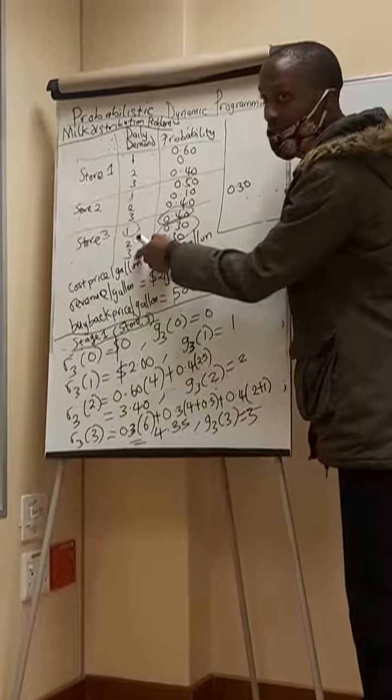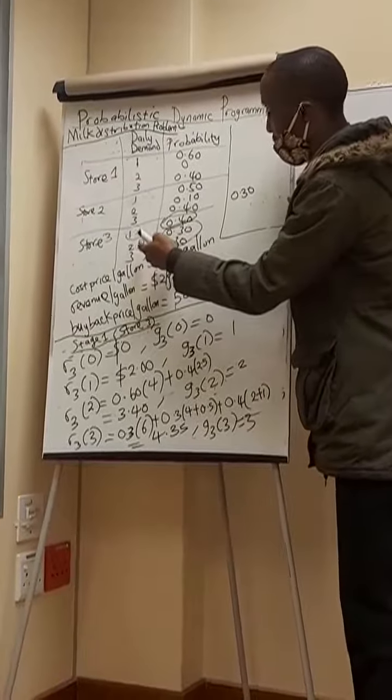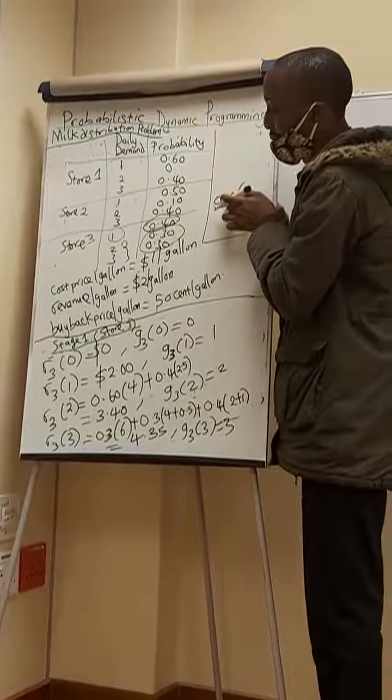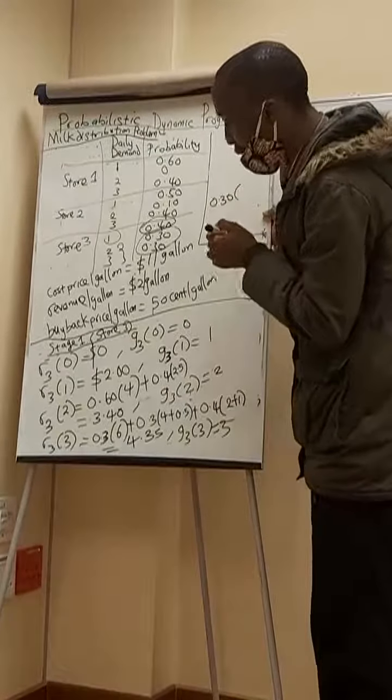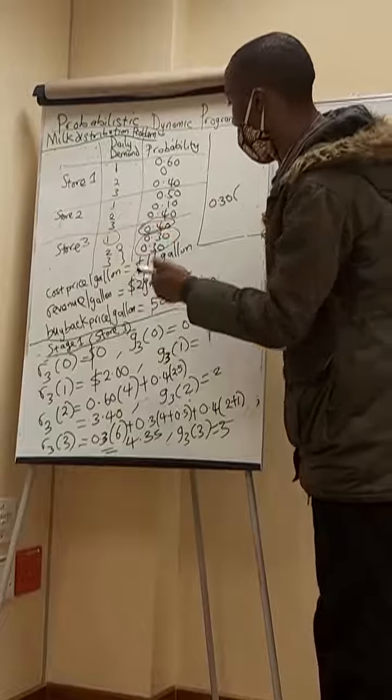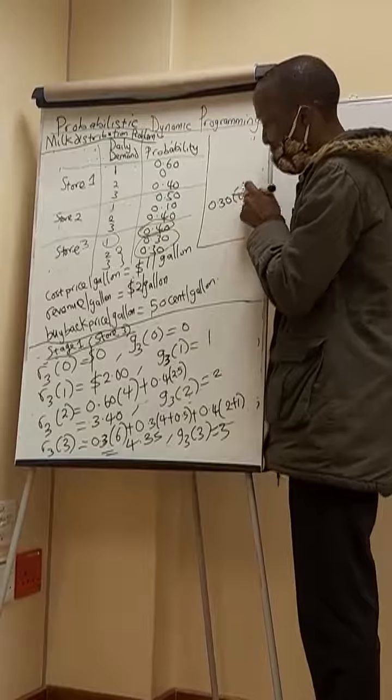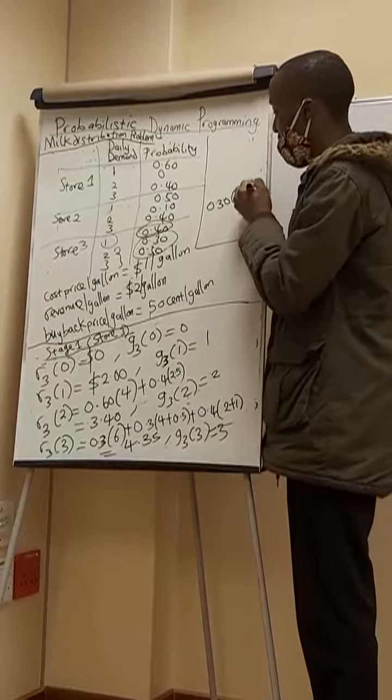There is a 30% chance that the demand will be 3 gallons. So if the demand could be 3 gallons, there is a 30% chance that I'm going to make a profit of selling the whole 3, which is 2 times 3, which is 6. There is a 30% chance of having that $6, and that is what I'm expressing.